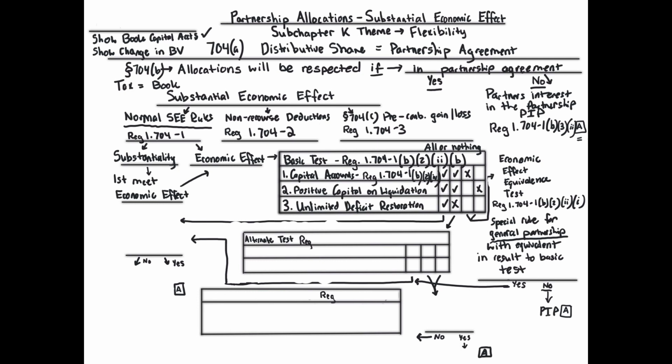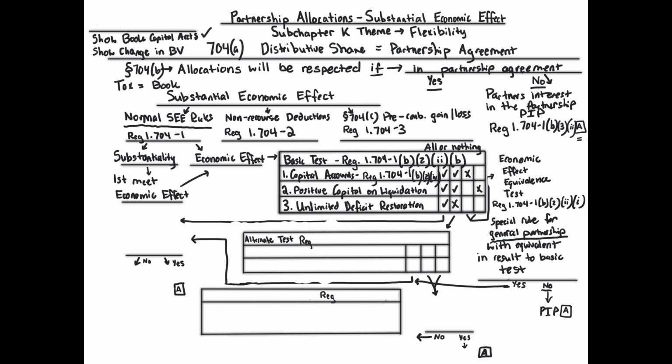If we're not a general partnership, and we failed number 1 or number 2, then we need to go on to the PIP. But if we meet number 1, number 2, and fail number 3, then you go over to the alternate test. Think about it: if you meet number 1 and number 2 and fail number 3, that means you are not a general partnership, because in a general partnership, under state law, every partner is unlimited, so you would meet number 3. That's why it's not possible to go over to the economic effect equivalence test. So if you're not a general partnership but you meet number 1 and number 2, you continue to the alternate test.